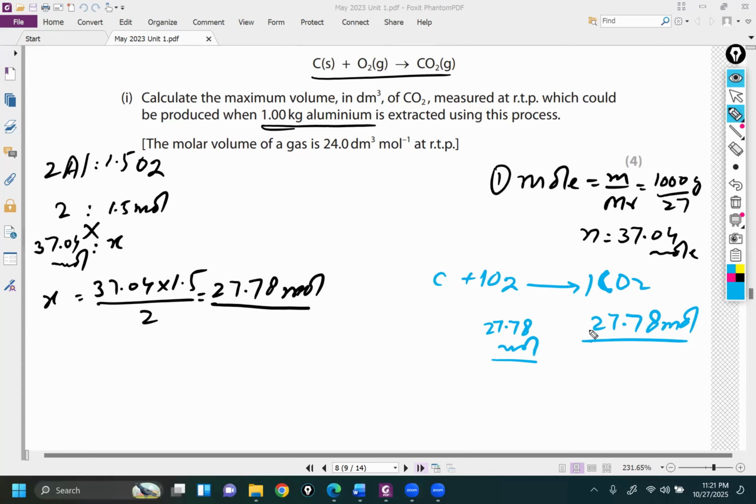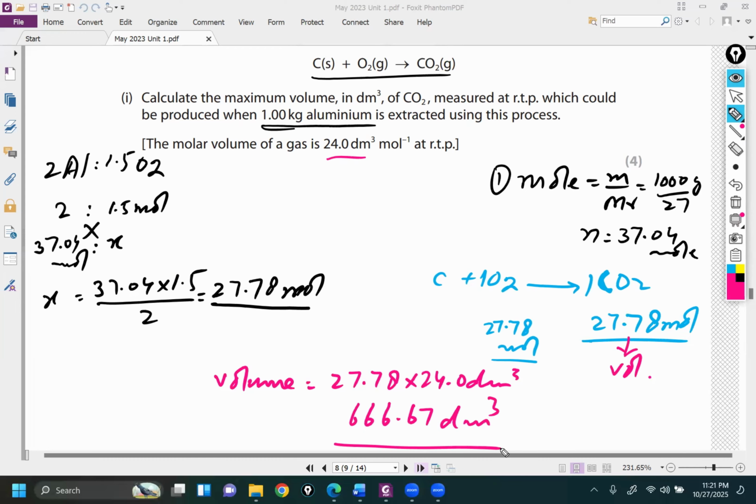In the last section, we will change this into volume. And we can easily change it into volume as the molar volume is given. So volume is equal to 27.78 times the molar volume, as the reaction has been carried out at room temperature and pressure. So when we multiply this, we will get 666.67 dm cubed. And this is the final answer.